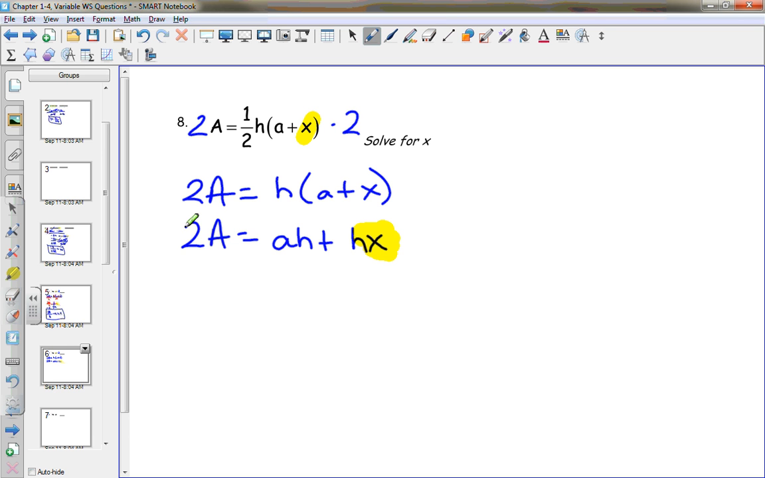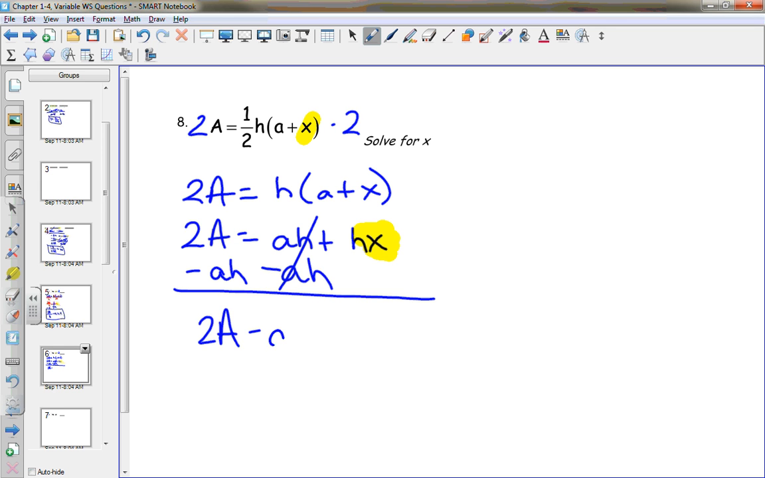The AH, not just the H, but the AH. So how do I get rid of AH? Minus AH. Subtract the AH. So I have 2 capital A minus AH is equal to HX.